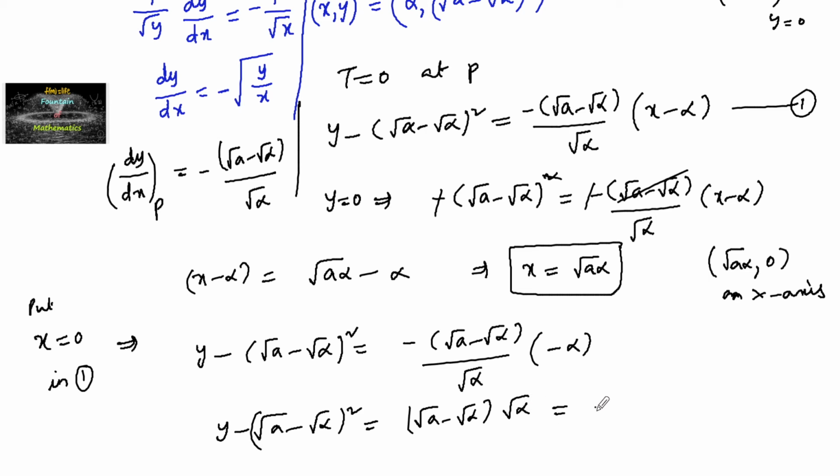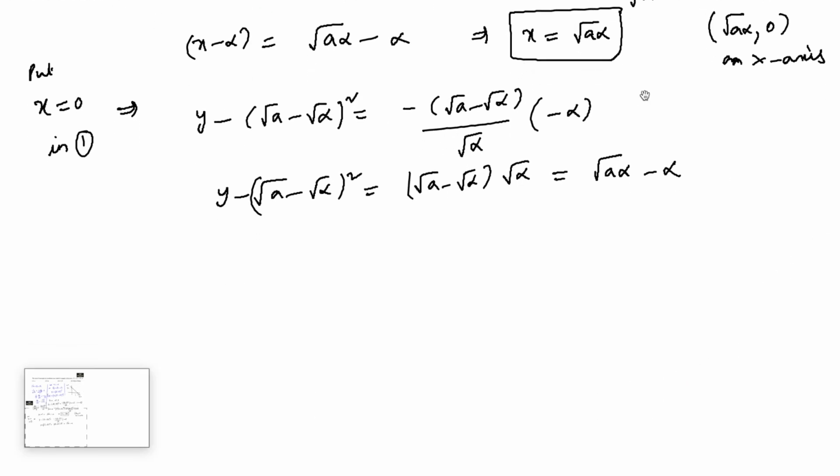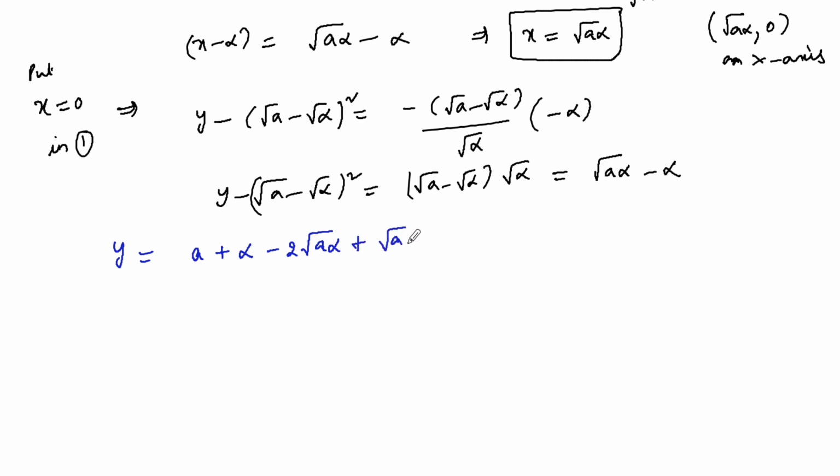So which is equal to, this can also be written root a alpha minus alpha, and bringing this side, y is equal to root of a minus alpha whole square, let us write here. So that is a plus alpha minus 2 root a alpha plus root a alpha minus alpha. This is a minus b whole square. So alpha alpha gets cancelled. This is a minus 2 plus 1, that is minus 1 times root of a alpha. So this is y-intercept, this is x-intercept.